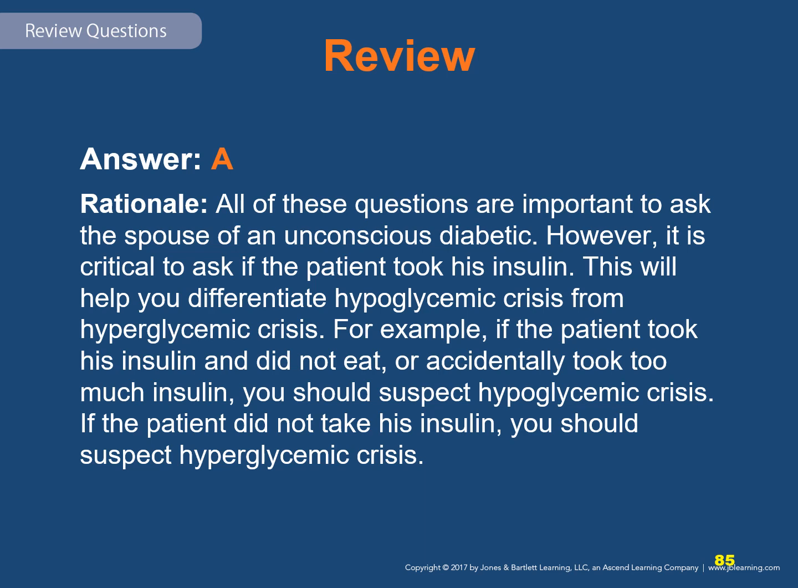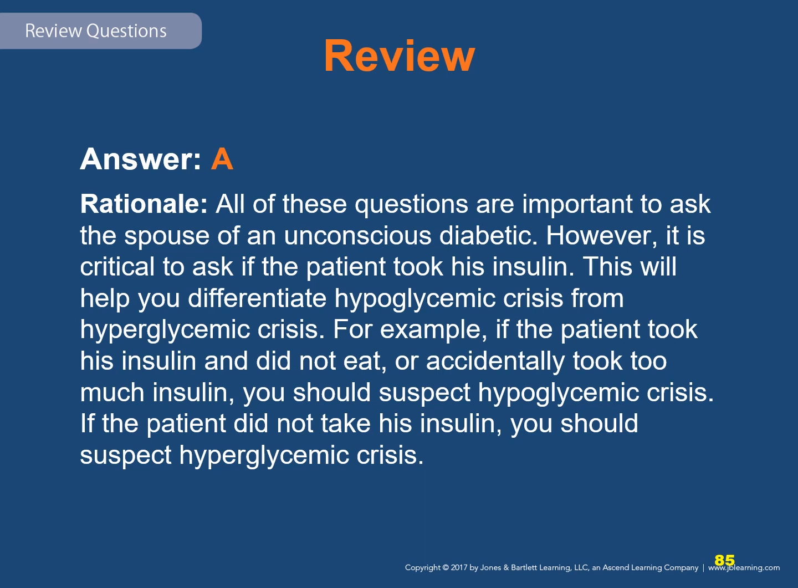And it is A. All of these questions are important to ask the spouse of an unconscious diabetic. However, it is critical to ask if the patient took his insulin. This will help you differentiate hypoglycemic crisis from a hyperglycemic crisis. For example, if the patient took his insulin and did not eat, or accidentally took too much insulin, you should suspect hypoglycemic crisis. If the patient did not take his insulin, you should suspect hyperglycemic crisis.